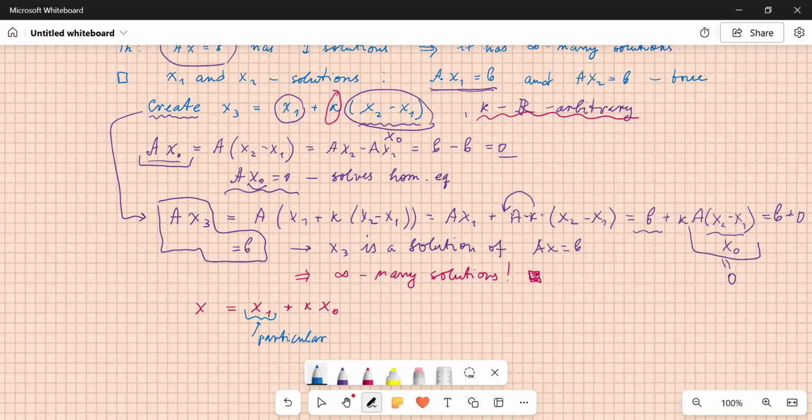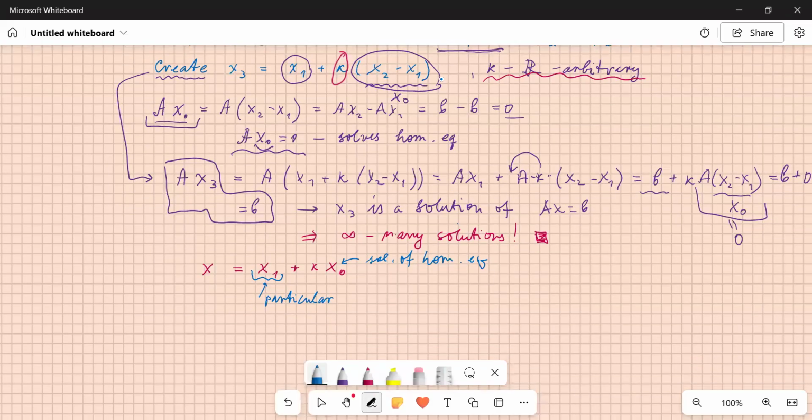Why do we call it particular solution? Well, we know that there are going to be infinitely many solutions. So just one of them is going to be a particular solution. Also, what is this? X0 is a solution of the homogeneous equation. So what we have in the sum is that any solution, which can be x3, can be represented as a sum of a particular solution plus an arbitrary constant multiplied by a solution of the homogeneous equation.